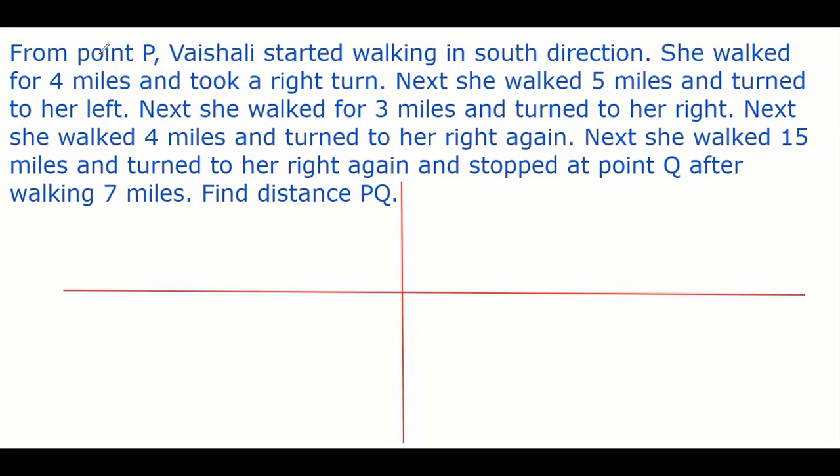From point P, Vaishali started walking in south direction. So let's say P is this. Always our reference point P. Now, what should I do? South direction means down, towards the bottom, right. How much? 4 miles. And guys, my recommendation is always write the distance also, 4 miles.